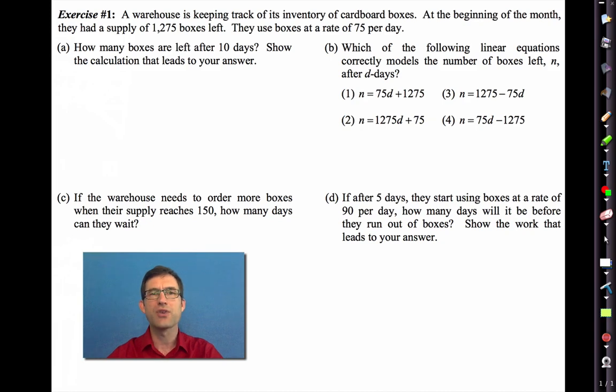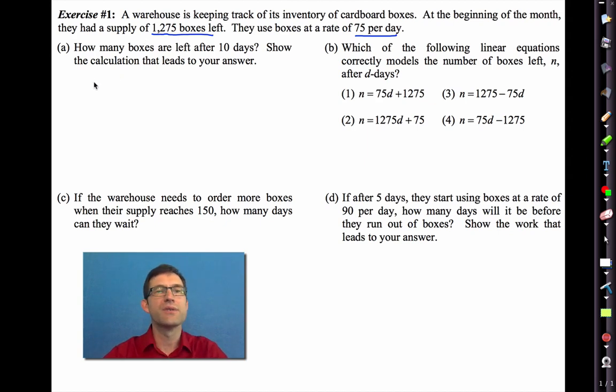A warehouse is keeping track of its inventory of cardboard boxes. At the beginning of the month, they had a supply of 1,275 boxes left. So that's what they're starting with. And they use boxes at a rate of 75 per day. Letter A asks, how many boxes are left after 10 days? Show the calculation that leads to your answer. Pause the video now, think about this, and see if you can come up with an answer. All right, let's go through it.